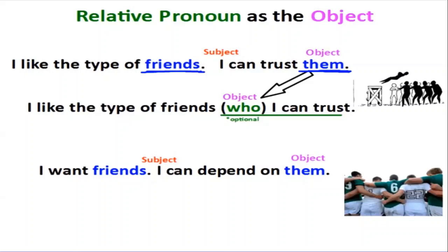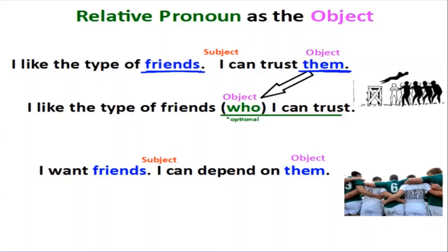Let's try to translate it into Spanish. Me gusta el tipo de amigos, perdón. Me gusta el tipo de amigos en quienes puedo confiar en ellos. ¿Está eso bien dicho? No. ¿Qué sucede en español cuando yo digo eso? Me gusta el tipo de amigos en... Está como repitiendo lo mismo 2 veces.